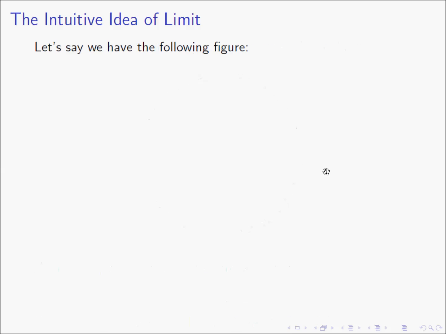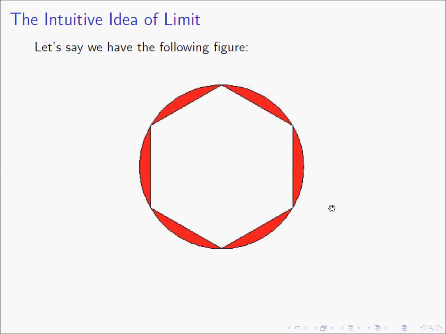And Archimedes was thinking about this problem, and he came up with a very interesting idea. He said, let's consider this polygon as an approximation to the circle. It is not a very good approximation, but it is a first approximation. And I'm going to draw the circle around the polygon like this. And here I paint in red the areas of the circle that are not covered by the polygon. So we can think about these red areas as the error we are making with the approximation.